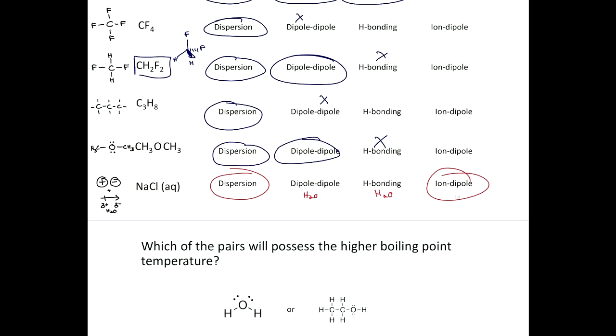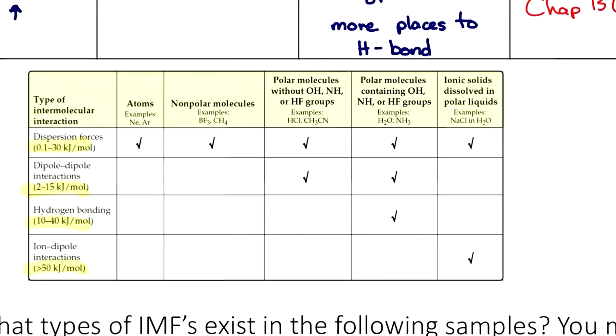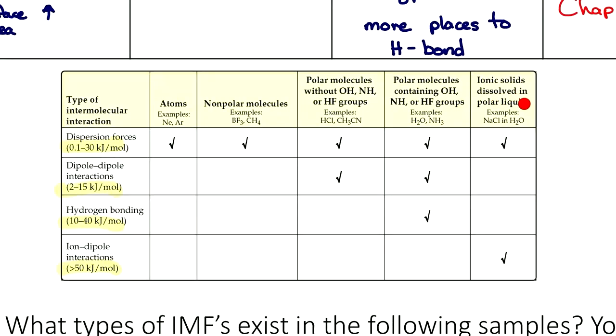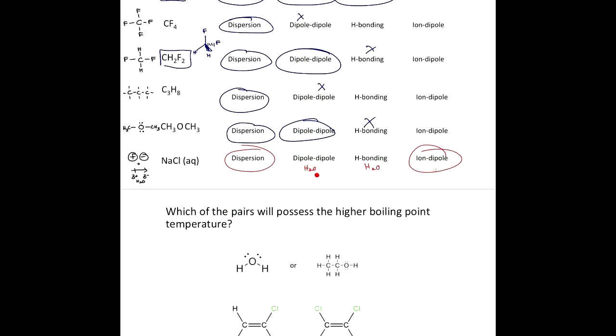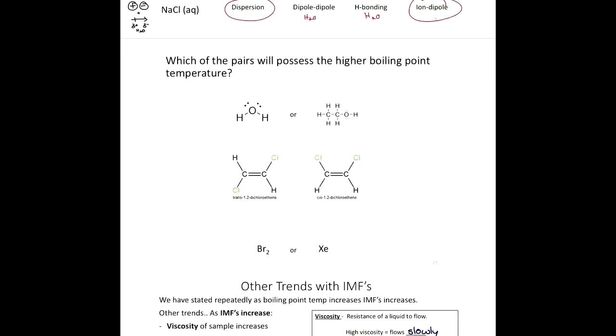So if we look at this list up here, it says ionic solids dissolved in polar liquids only have dispersion and ion-dipole attractions. Those are the attractions happening between the sodium chloride and the water. Those are the only things that can happen. The ionic compounds have ionic attractions. The water molecules with itself have hydrogen bonding and dipole-dipole, but you won't see those attractions between the salts and the water. So I'm taking a hint from this table here. That's why I didn't circle them, but there are those attractions in the water part of the sample. Okay, so I think 2 more slides.